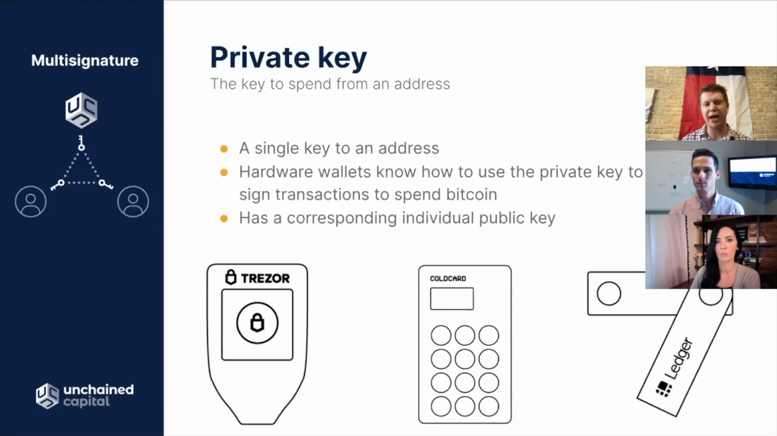So each private key has a corresponding individual public key. And in a single signature context, you have one private key, one public key, and one address. But with multisig, it's just a multiple of that. You'll have a combination of 3 private keys, 3 public keys, and then 1 address, in a 2 of 3 multi-signature, which is what we offer here in our Vault product for Unchained Capital. So we have private key, we have public key, and we have address.